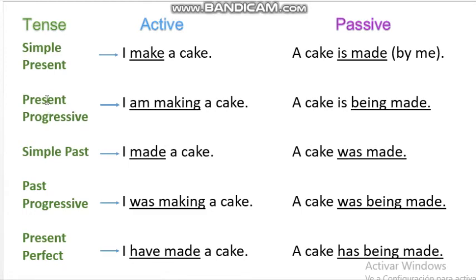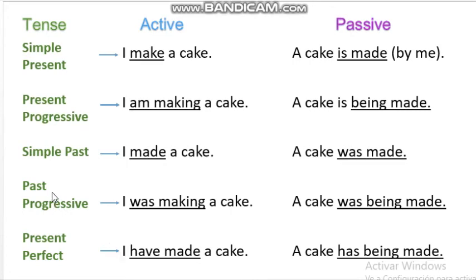What happens when the sentence is in present progressive? I am making a cake. Am making is the present progressive, and we are going to see how it changes. A cake is being made, and you can add by me also. So, am making changes to is being made. Simple past. I made a cake. A cake was made. Made changes to was made.